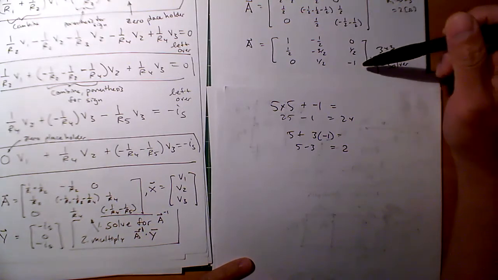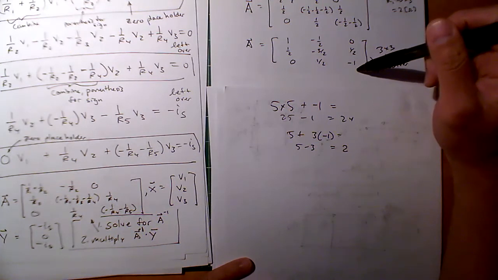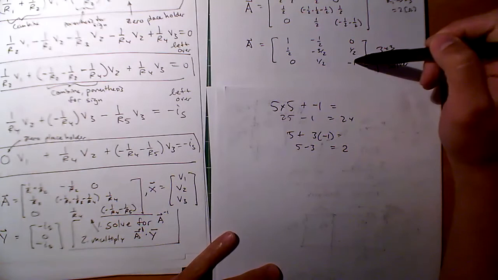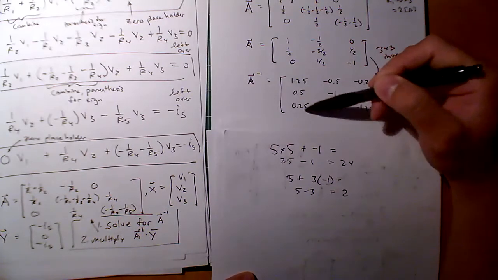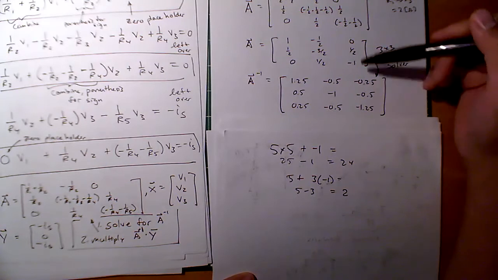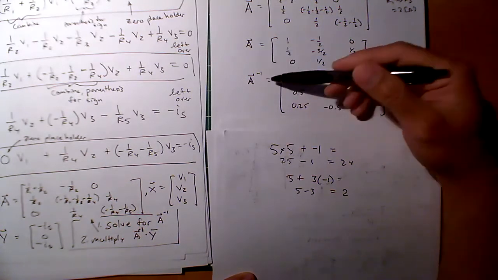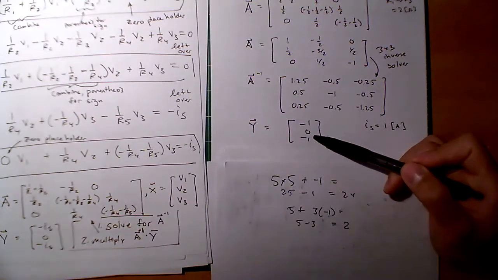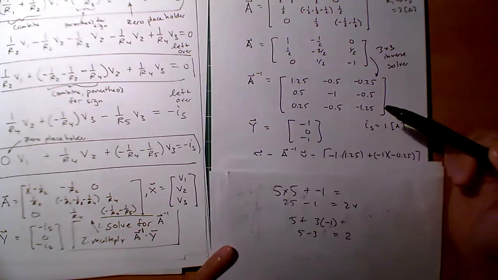Now, if I take this and go into Google and punch it in, then hit A inverse, I get these numbers. You don't care what these numbers are; they're just the numbers of the inverse. And when you have this, you just multiply it by Y, like I said, -1, 0, -1, and then you see what you get.